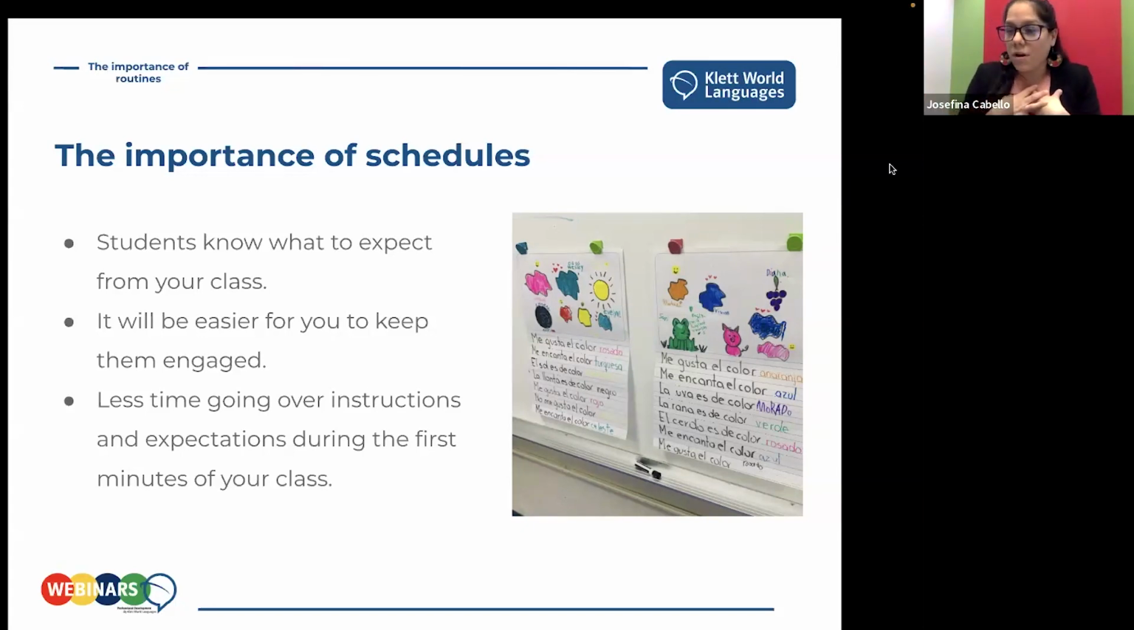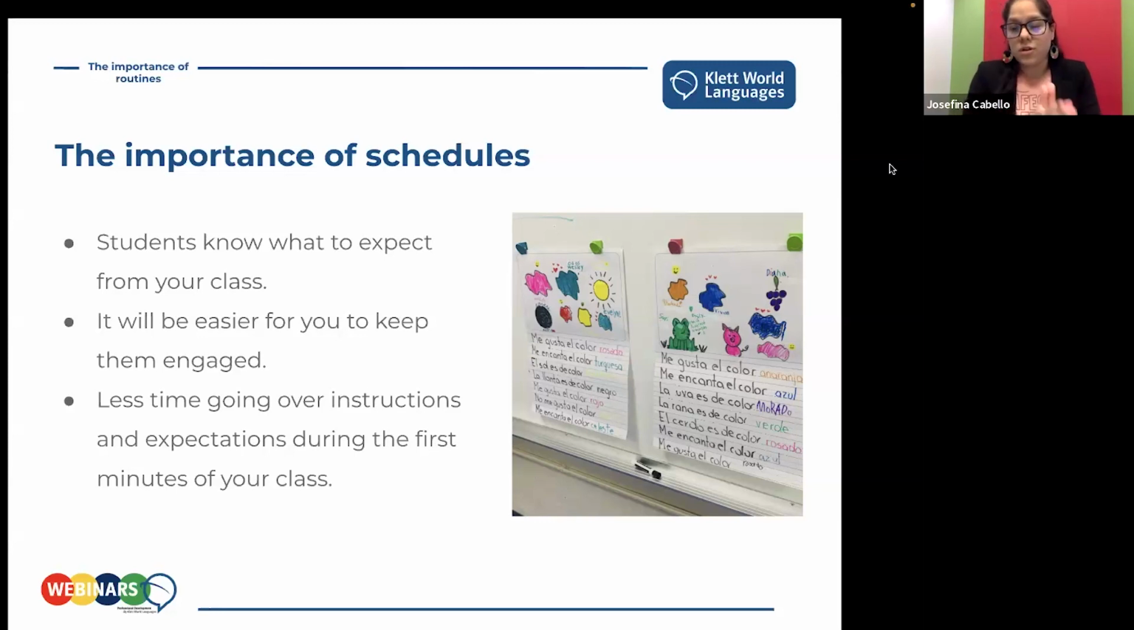But when they come to our classroom, to their world language classroom, to Spanish, French, German, any language that you're teaching, they do not know what to expect, especially if they're not in the same room where they have their classes. So when we have a schedule, when we have a set of allocated activities, our students know what to expect from your class. They know exactly what's going to happen. With this being said, it's going to be easier for you to keep them engaged.